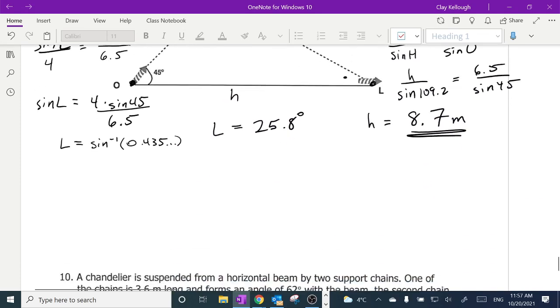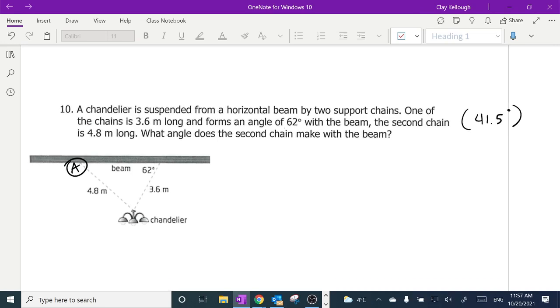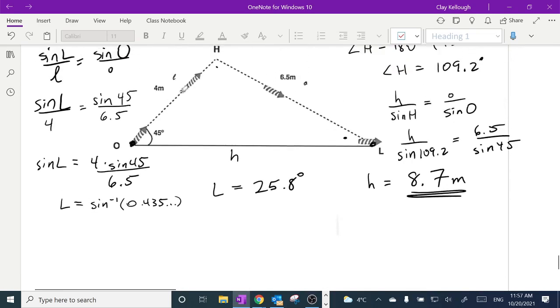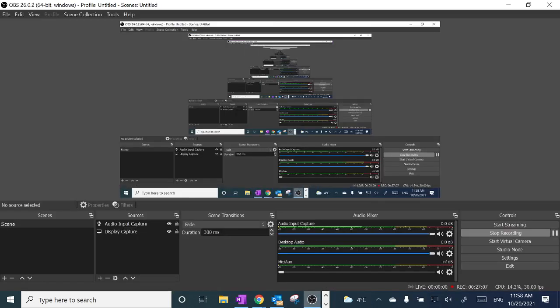And I'll also leave example number 10 for you to try. I'll tell you right now, here's a hint: the final answer should be that angle A, right here, is 41.5 degrees. So give it a try and see if you get the right answer. Here, I'll move this back for the people who are still copying this out. And that's problem solving.